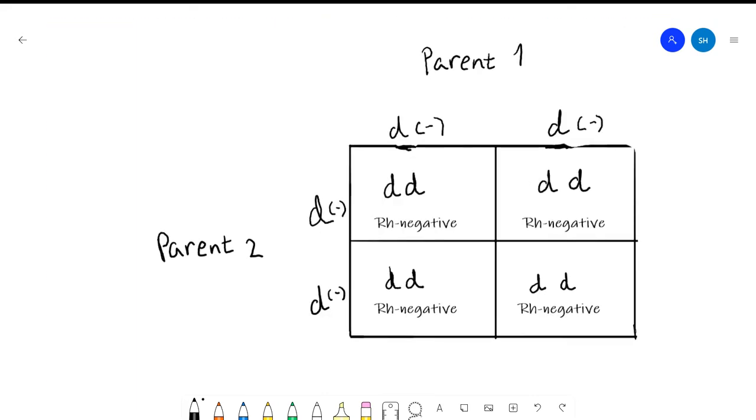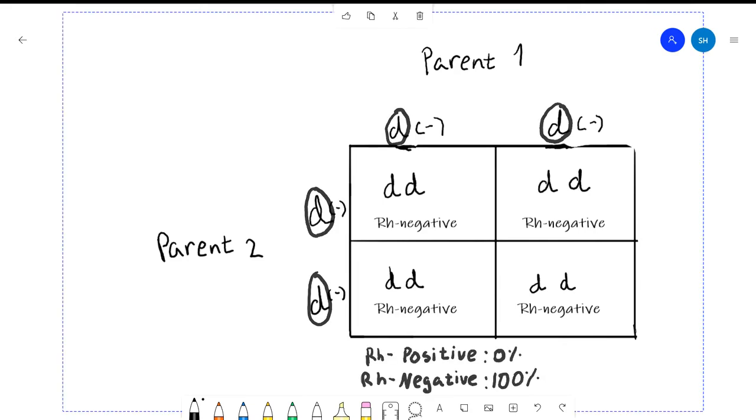So, in the second possibility, both the parents have Rh negative. As you can see, it's the negative allele, which is the lowercase d. So, this child has a 100% chance of having Rh negative and a 0% chance of having Rh positive. So, that's the second possibility. Let's move on to the third one.